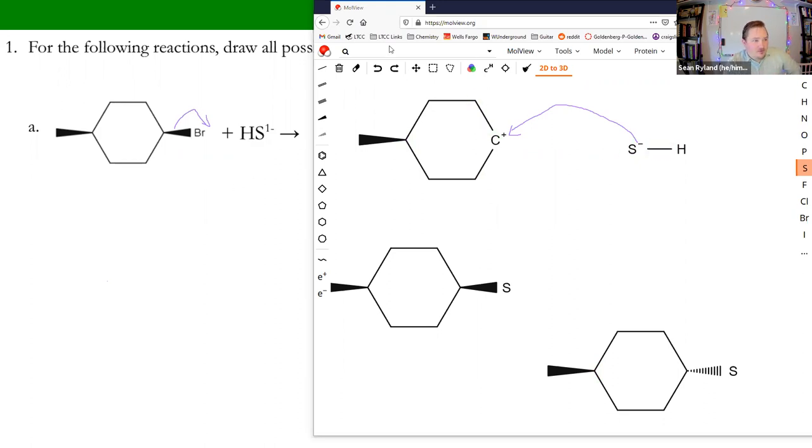Now, if we didn't go through, get out of the annotations here. So those are our first two products we'd get for SN1.